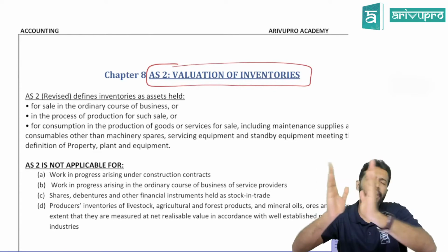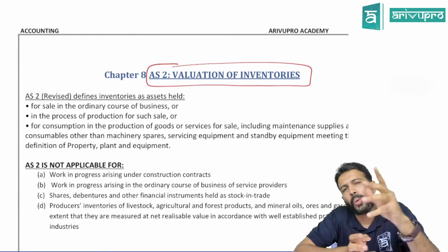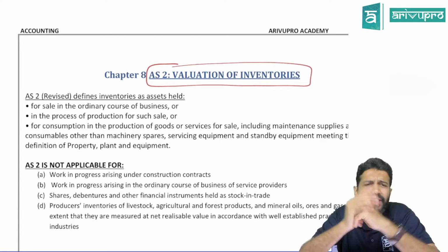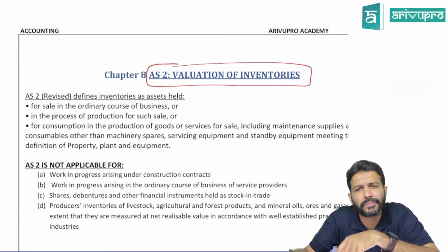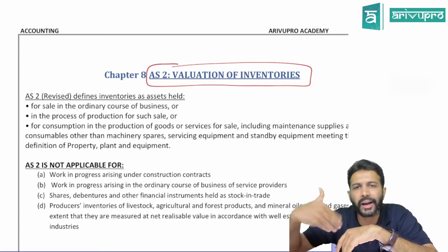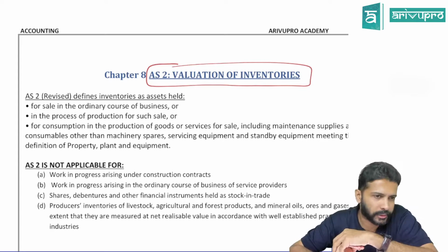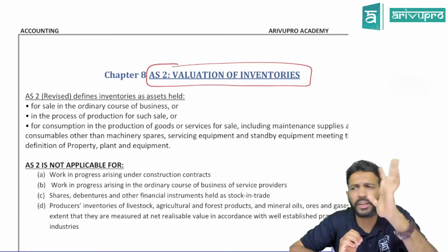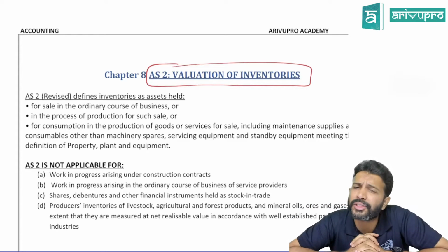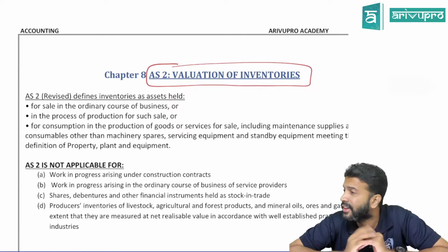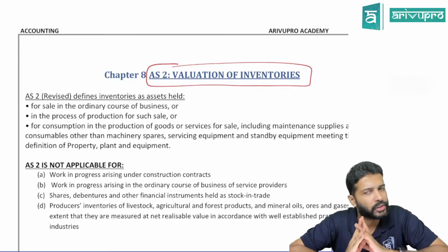Inventory means, okay, let's talk about finished goods. Let's say there is a trader, a calculator trader. What is his business, sir? He buys calculators and he sells calculators. That means this particular calculator is inventory or goods for him. Okay. So why is he holding this inventory? What is his intention of holding this inventory? For the purpose of sale.